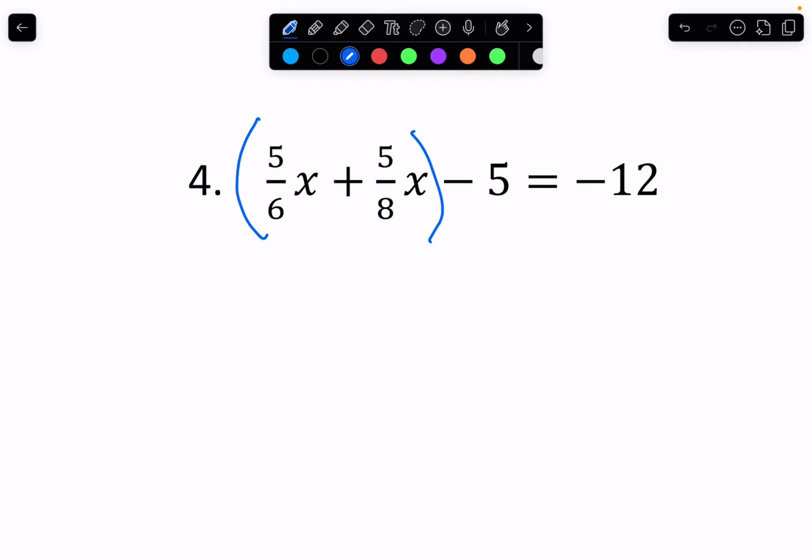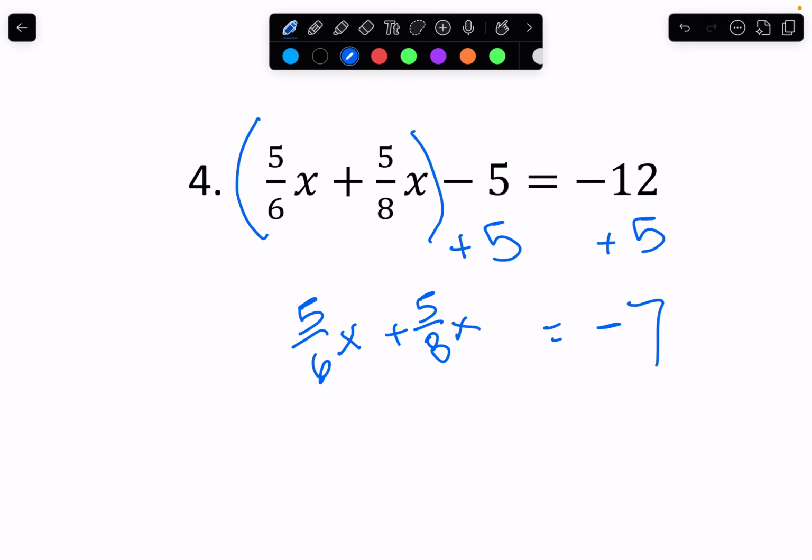How do I get rid of the 5? Add 5 here. Add 5 here. That's going to leave me with negative 7 on this side. 1, 2, 3, 4, oh, yep, that's right. Had a brain moment. And on this side, I'm going to have 5/6 x plus 5/8 x. All right, I don't like the 6 and the 8, so I'm going to multiply both sides by something.